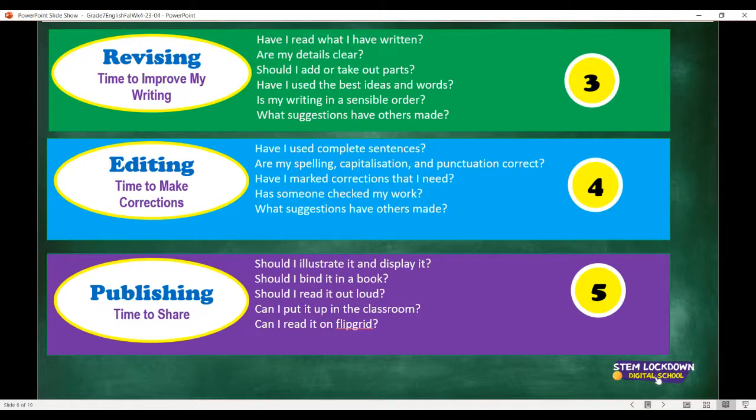Should you bind it in a book? Is it maybe an ad that you flip through? Although I don't think that would work really well with the advert. Should I read it out loud? Is it an advert you can read aloud? Is it expressive in that way? Can I put it up in the classroom? Can I read it on Flipgrid?